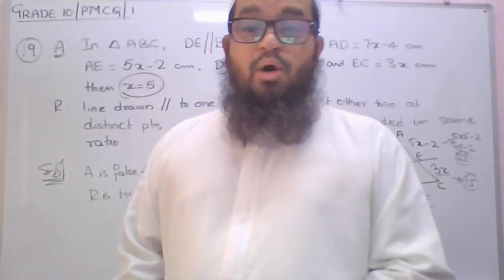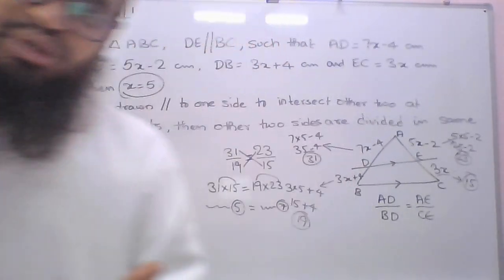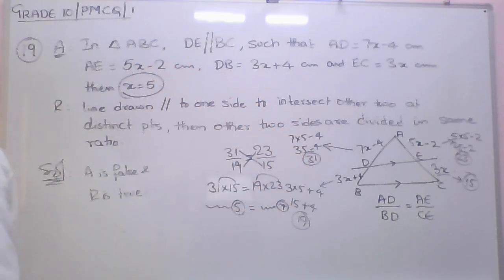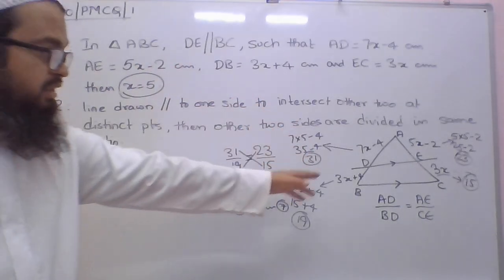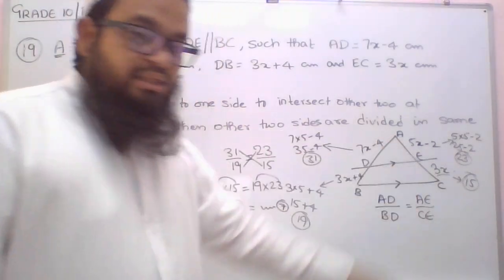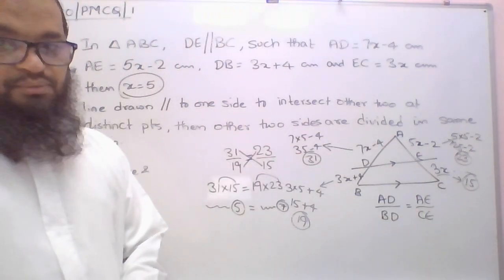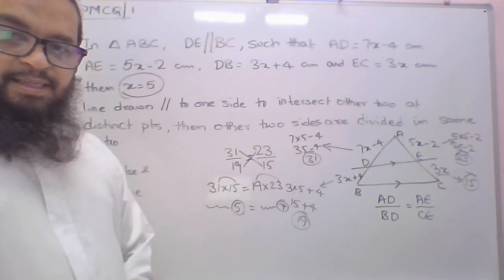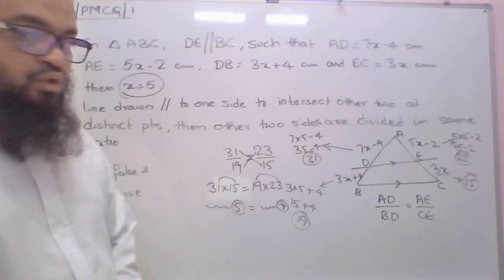Everybody understood how to approach assertion and reasoning? So if value is given, no need to solve. Understood? If you try to solve this 7x minus 4 by 3x plus 4, 5x minus 2 by 3x, you will get a quadratic equation. Understood, my dear students? I'll rub this board and I'll try to solve what is x for you.